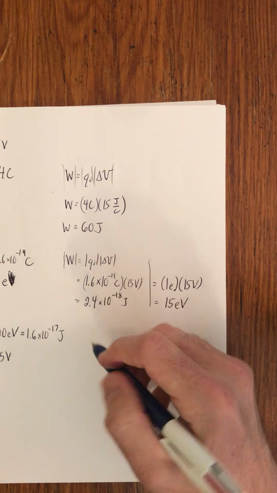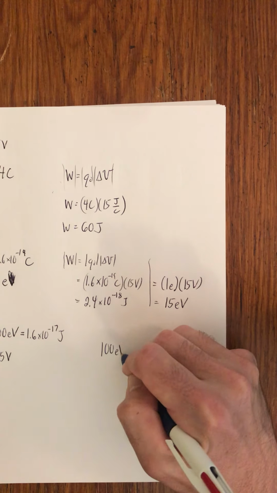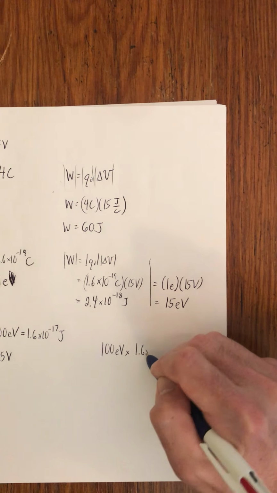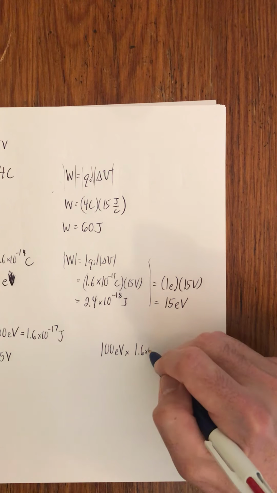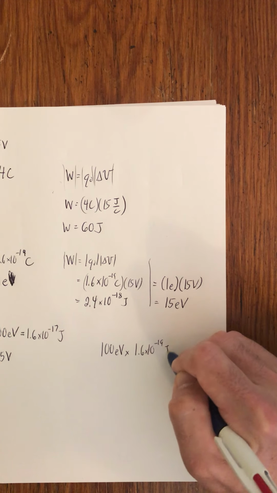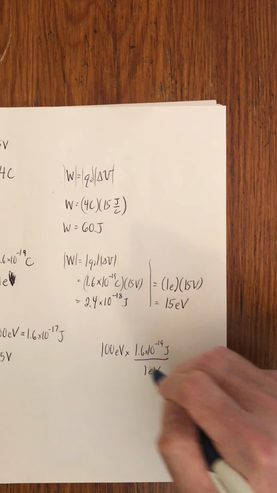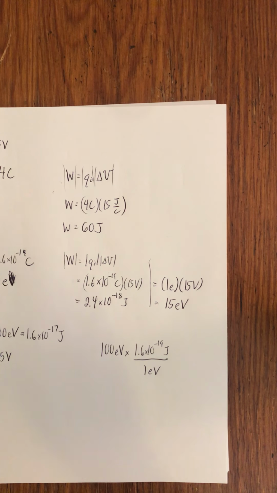So what did I do there? I did a shorthand here: 100 electron volts times 1.6 times 10 to the negative 19th joules per electron volt and got that number. You can see that conversion on the front of your table if you forget it.